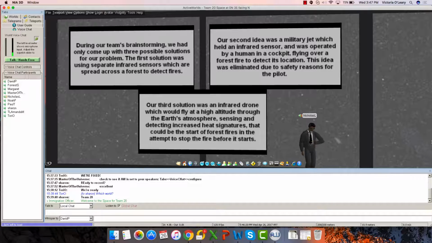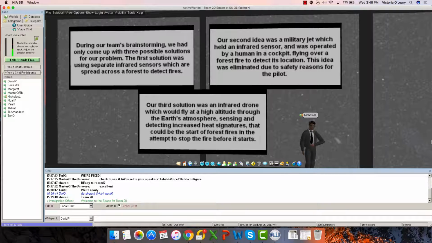So our first idea was to use infrared sensors in the forest to detect heat. We eventually eliminated this idea because if the infrared sensor gets damaged due to fire, it's expensive to replace, and it's a lot of manual labor to go out and place them in the forest.